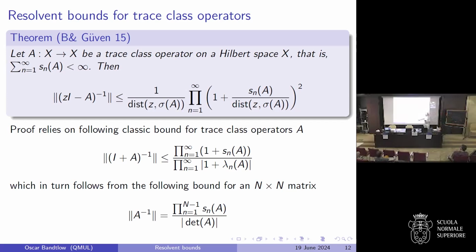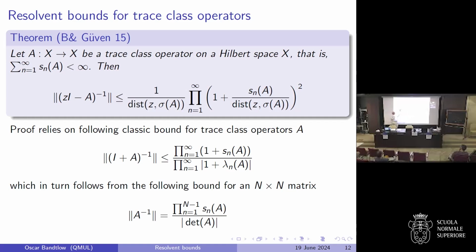If you have this, you may find it easy to believe that you get this, or you simply replace A by 1 plus A, and then you have to do some gymnastics to get to the infinite dimensional setup. So here you have Sn of I plus A, but it follows from the definition of the singular values, or in fact the approximation numbers, that the nth approximation number of I plus A is less than 1 plus the nth approximation number of A. So this is how you get this expression over here.